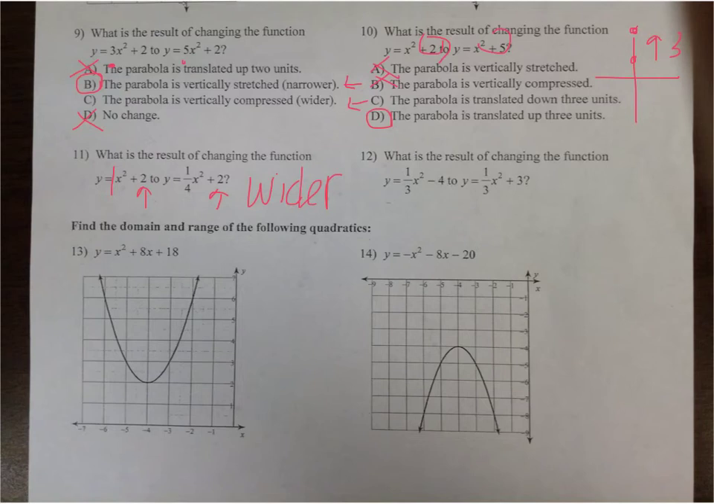Okay, if I look at 12, what is the result of changing the function y equals 1/3 x squared minus 4 to y equals 1/3 x squared plus 3? Well, I noticed that a did not change. So it is not going to be getting wider or narrower, and my direction is not going to change. What's changing is my c. It changed from negative 4 to 3. So I started at negative 4, and now I'm starting at 3. So that's going to move up. Well, this one up 4 units, and this one up 3, which is a total of 7 units. So it went up 7 units.